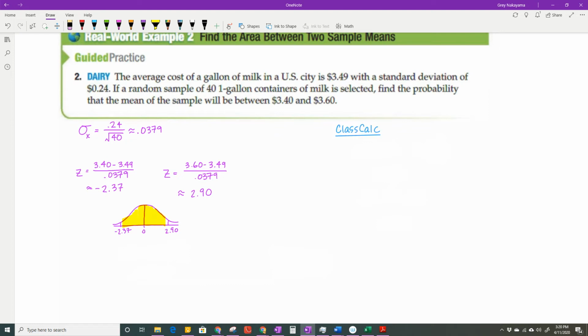On ClassCalc, again, mean of 3.49. Standard deviation is 24 cents divided by the square root of the sample size. This is the same for both of them. This is what's different. You have to go do this extra work if you did that. And then you would go use the mean of 0 and the standard deviation of 1. But I got a mean of 3.49, standard deviation, whatever that number is. Well, you can see over to the left, it's 0.039, but I'm not going to worry about it. Then I'm going to put CDF, and I'm going between 3.4 and 3.6.